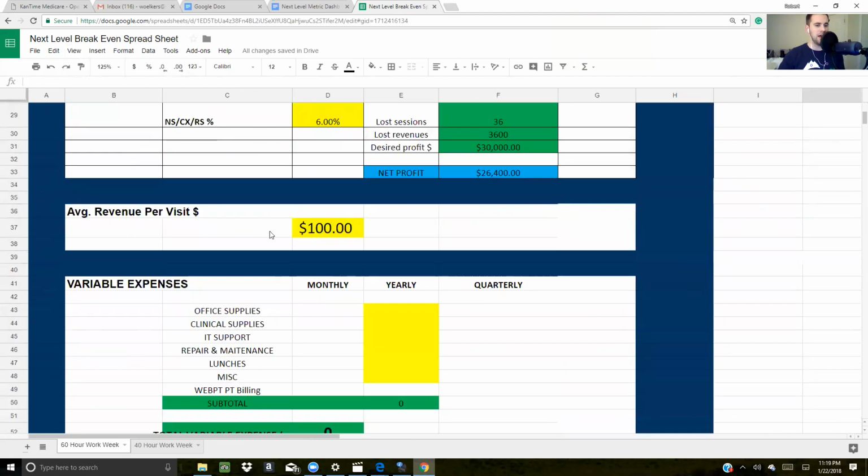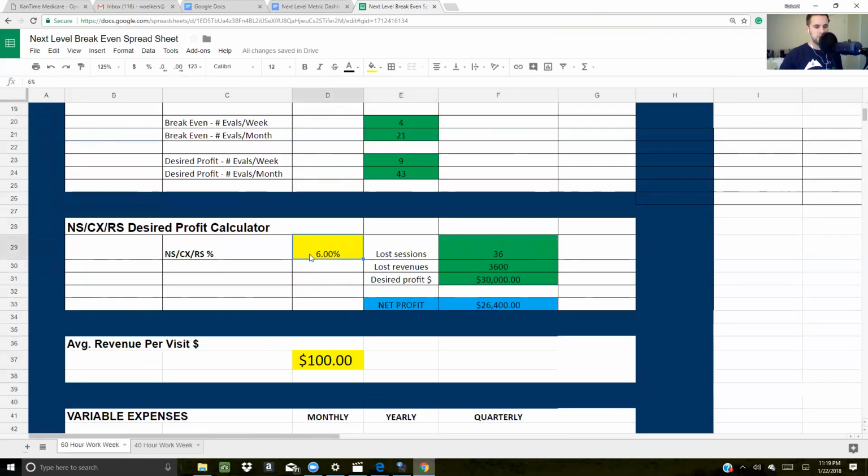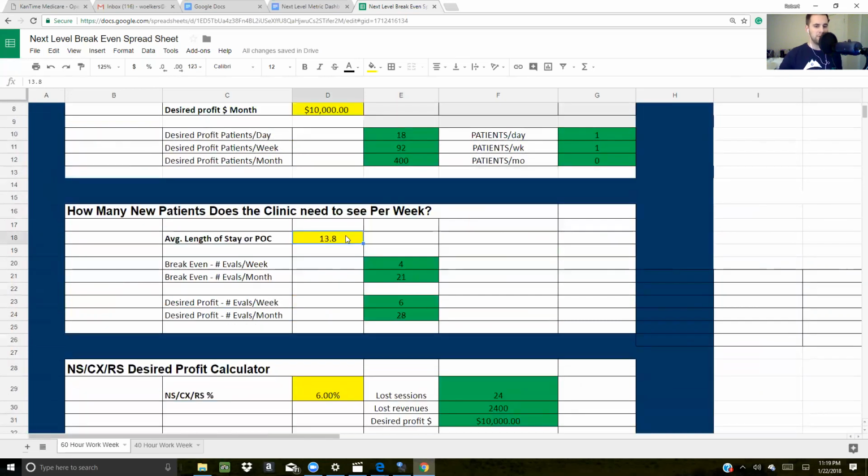So let's just say your average reimbursement right now is 100 bucks. It could be more, it could be less. Your no-show cancellation rate, well, most people have around 6%, so let's keep it at 6%. And let's say we want to make about $10,000 net profit in the month, and our average length of stay per plan of care, let's put it at like 12.8. Okay, great.